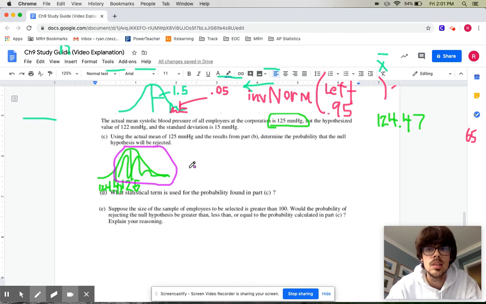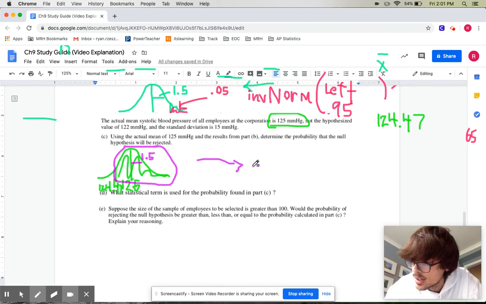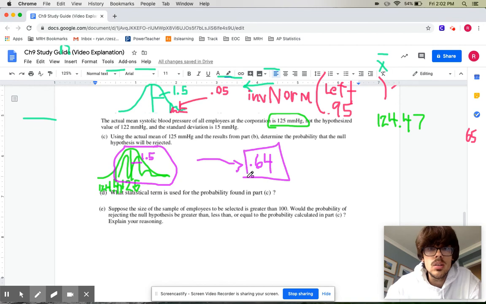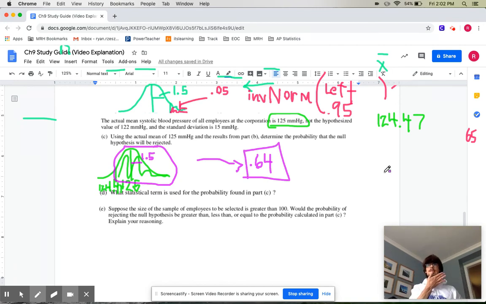Because they're going in with the assumption, oh, are we 122? And 122 to 125, that effect size again, is a little bit bigger here. So if you do a normal CDF on this one, you would still do your standard deviation of 1.5 and all that. I'm not going to make you guys watch me write that out. Your normal CDF with a lower of 124.47, et cetera, gets you 0.64. Okay? So that is going to be the probability that they'll correctly reject the null hypothesis.